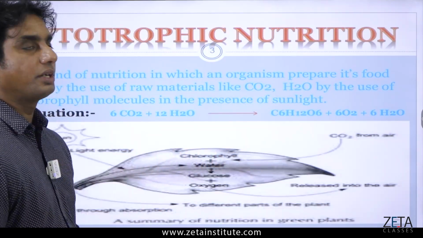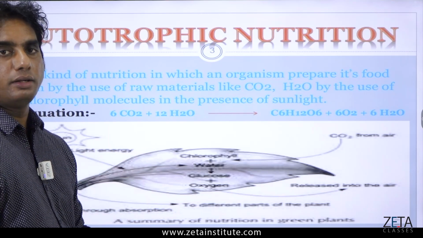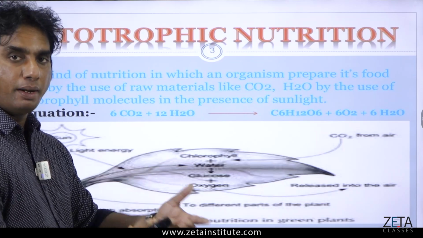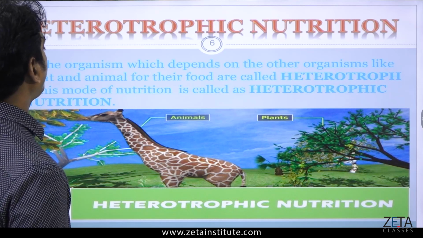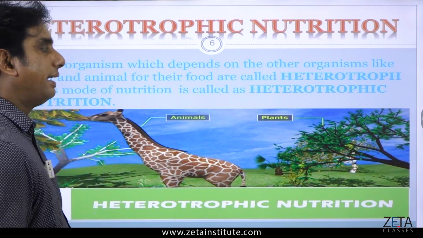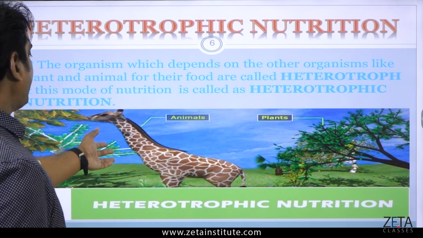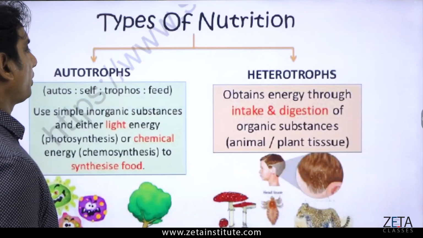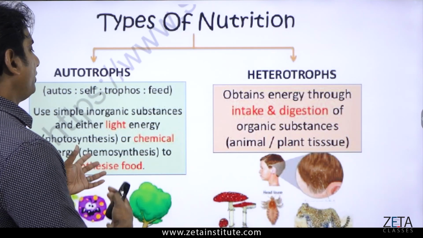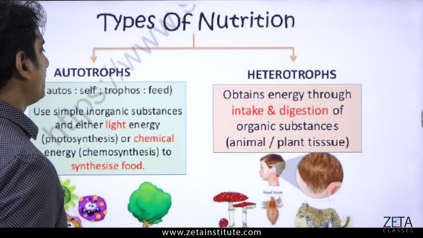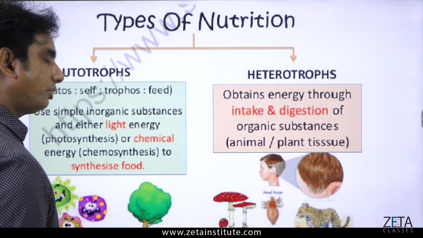Photosynthesis is a kind of nutrition that helps in plant growth. Otherwise, we require food because we are depending on the plants, isn't it? We are heterotrophs. The organism which depends on other organisms is called a heterotroph, and that kind of nutrition is called heterotrophic nutrition. All plants are producers, also called autotrophs. Animals which feed on the plants become heterotrophs. So autotroph and heterotroph, always remember, easy to understand. Autotroph means food is prepared by itself, automatically. Heterotrophs obtain energy by feeding on organic substance, which can be animal also, plant also.